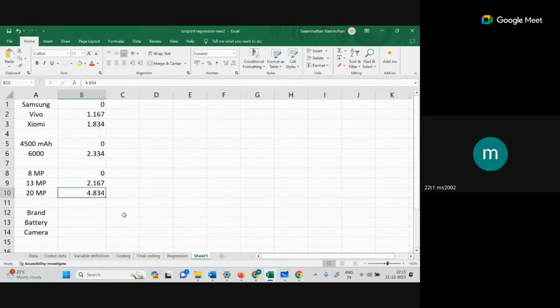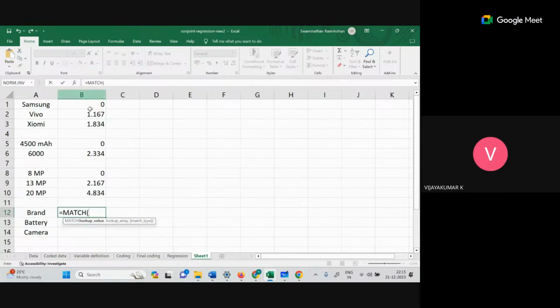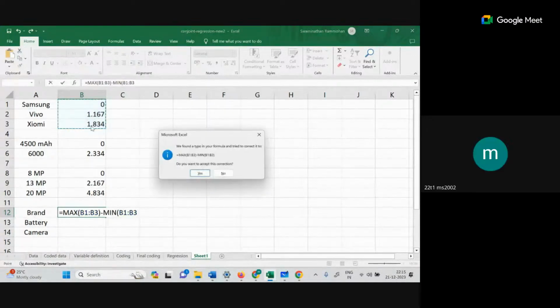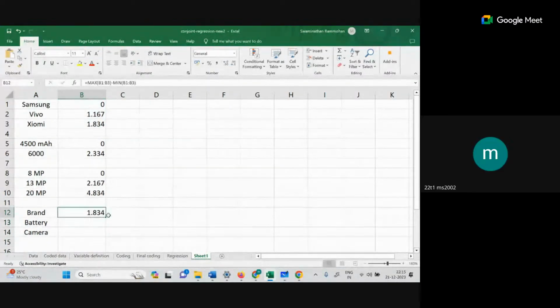Okay. So the next thing we are going to do is calculate the range associated. What is the range for this? If you look at the brand, the minimum value is 0, maximum value is 1.834. What is the range? 1.834, sir. For brand, it is maximum, Samsung. Yes, maximum minus minimum. If you do this, you are going to get 1.834.